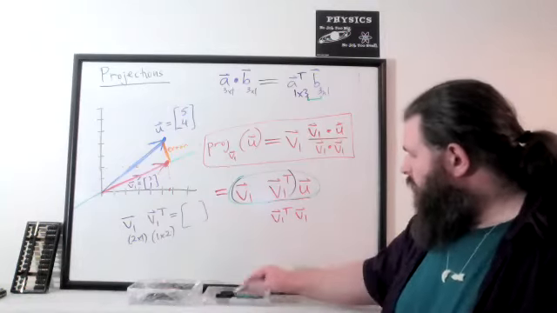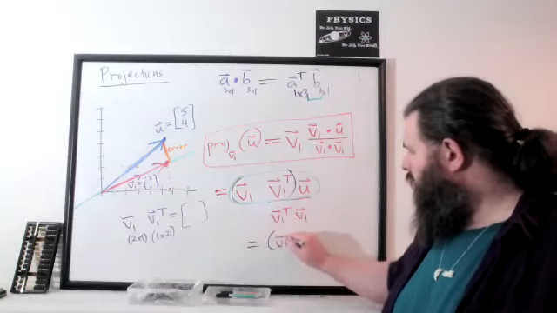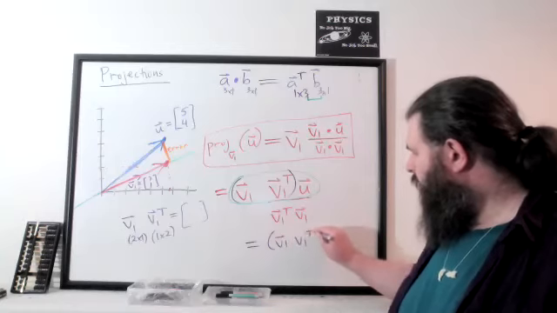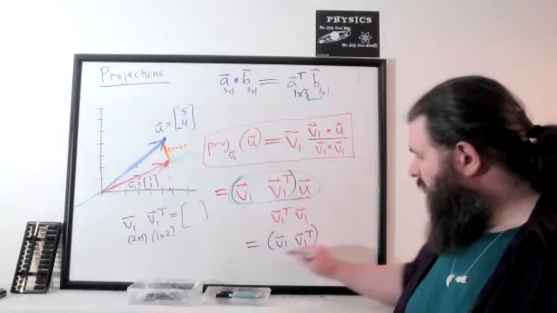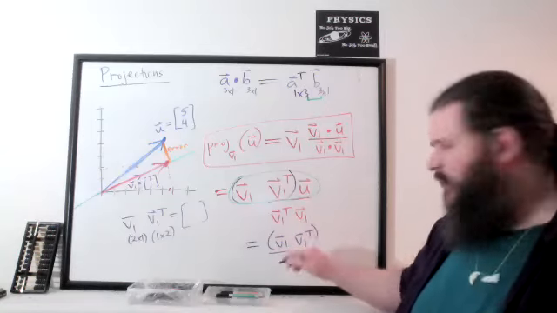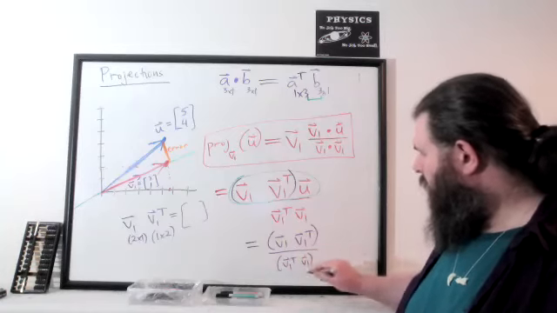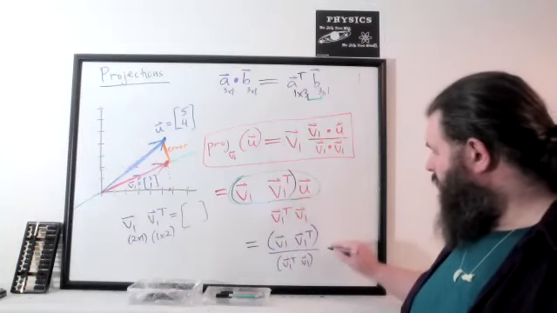So if we split that out, we've got V1 times V1 transpose. That's an entire matrix divided by V1 transpose times V1. That's just the dot product. That's a single number. And that whole thing multiplied by vector U.